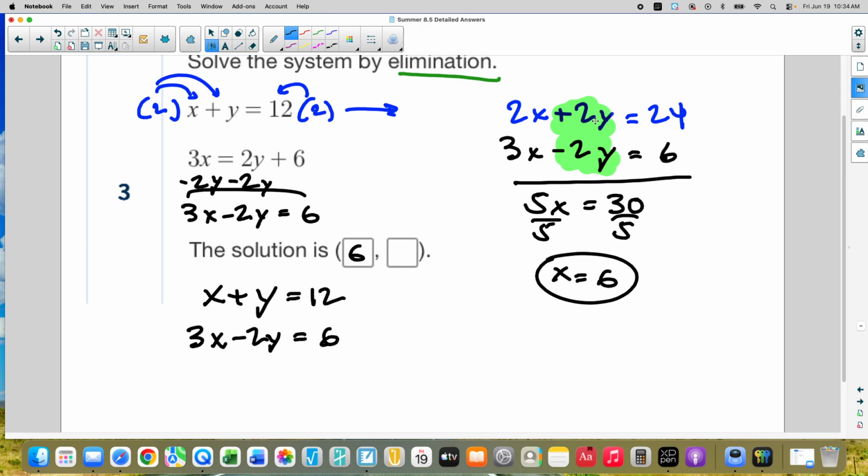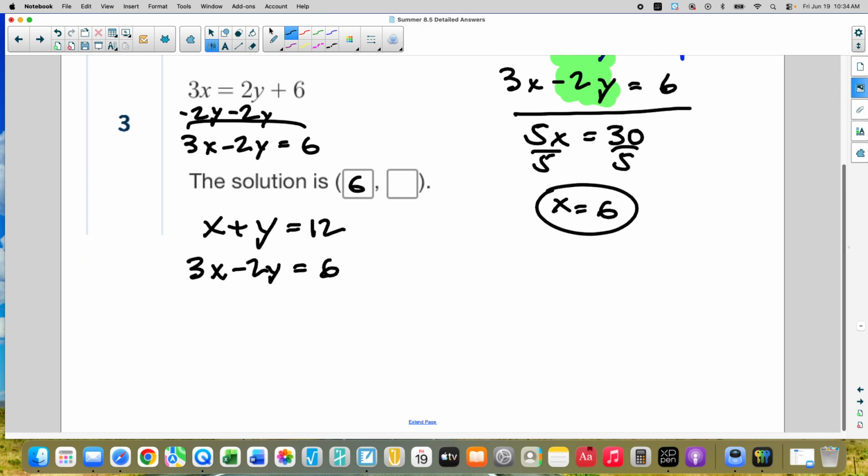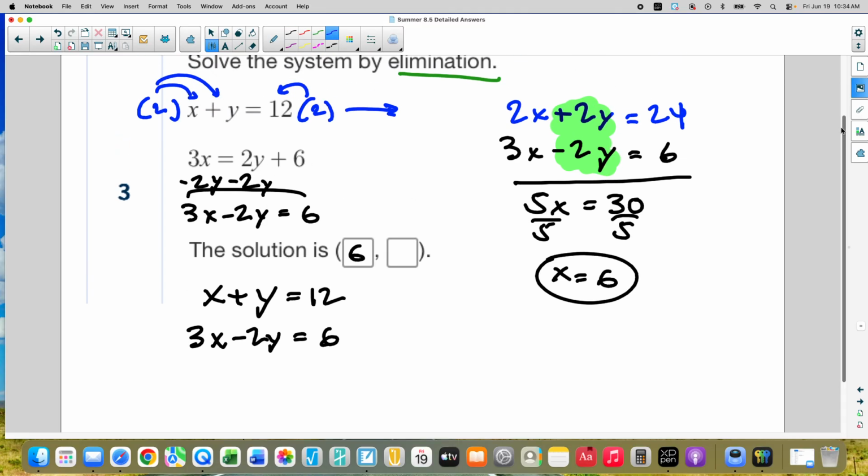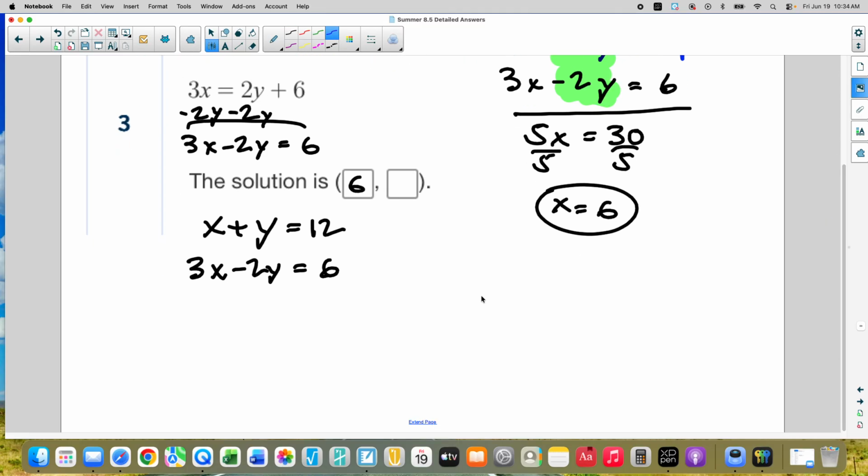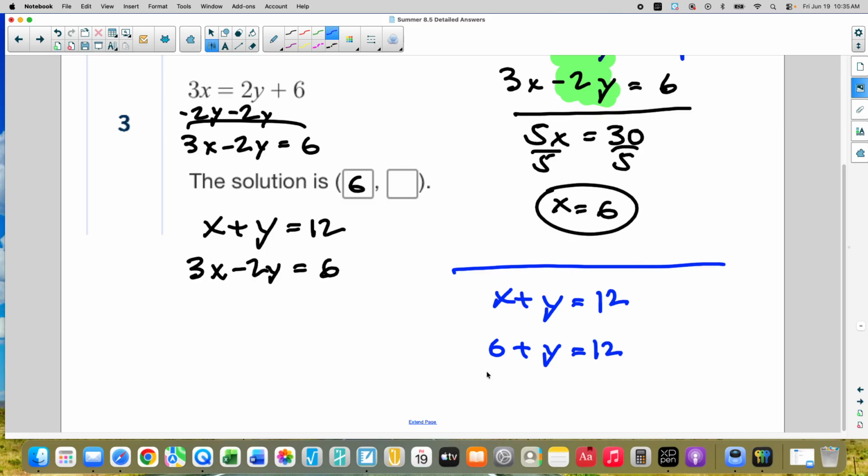one of the variables. Now I'm going to take one of these two original equations and plug in 6 for x. I'm going to take that top equation, x plus y equals 12. I'm going to substitute the 6 in for x. Subtract 6, I'm solving for y. Y equals 6. So my point is (6, 6). Nice. Worked out quite nicely.